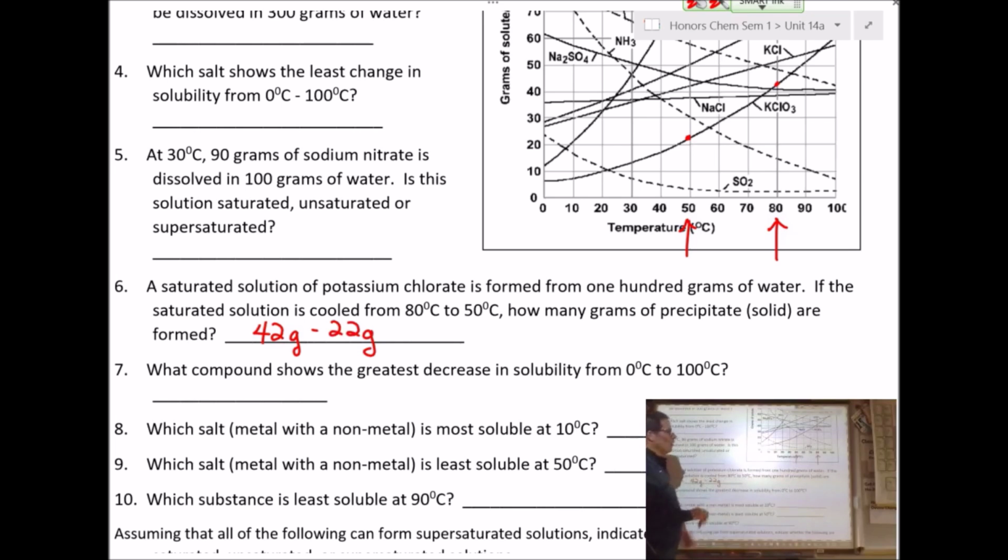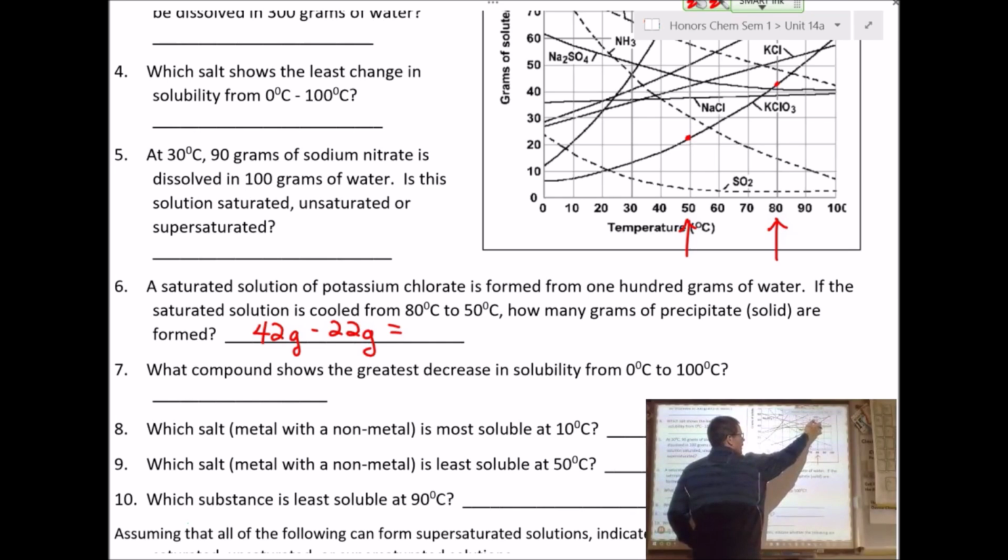So at 50 degrees, we can dissolve 22 grams. And at 80 degrees, we can almost double that. So if we were to heat this up to 80 degrees, and get it saturated, and then cool it down, how many grams of precipitate or solid should you see in the container? 20. Very good. So you just take the difference. Does that make sense? Okay.